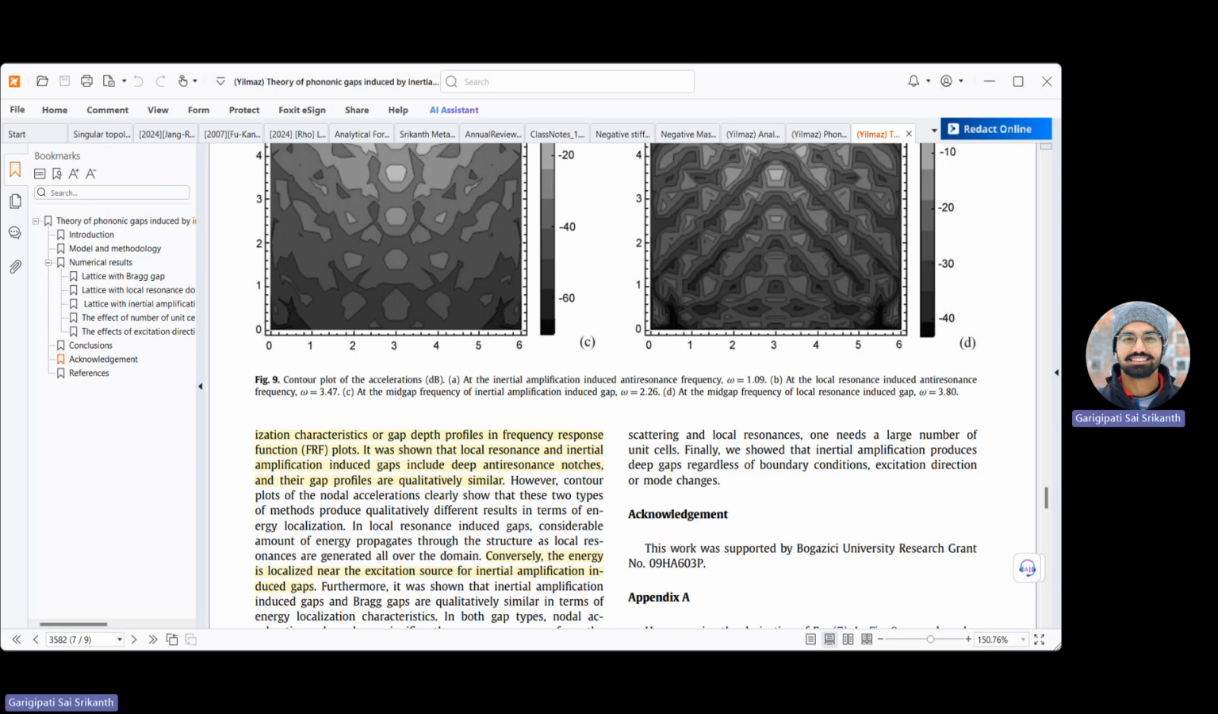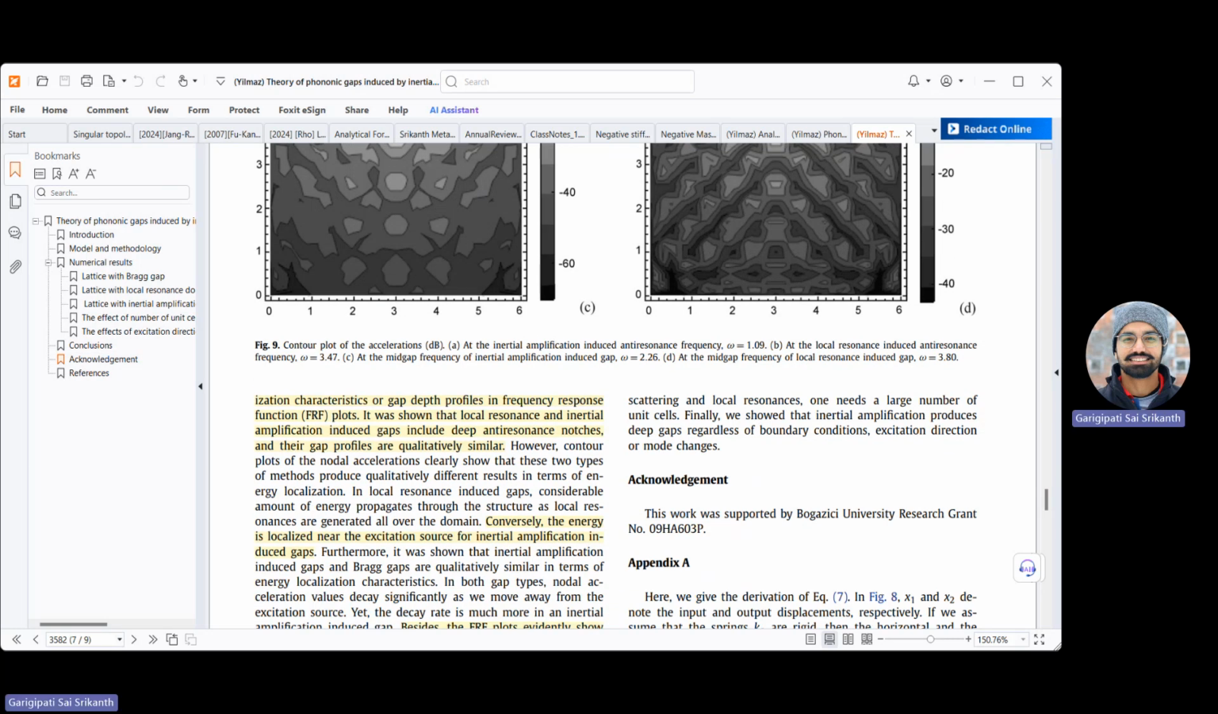Whereas they speak about energy localization, in local resonance a lot of energy propagates through the structure as local resonances are generated all over the domain. Conversely, the energy is localized near the excitation source. So energy propagation wise, they are different. Furthermore, energy localization wise, inertial amplification is like that. So that is interesting.